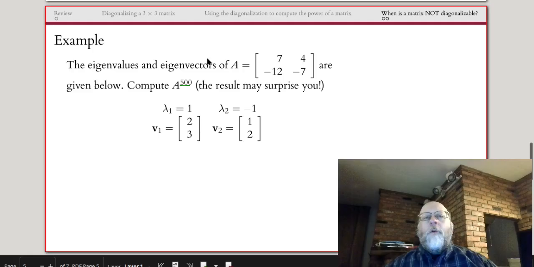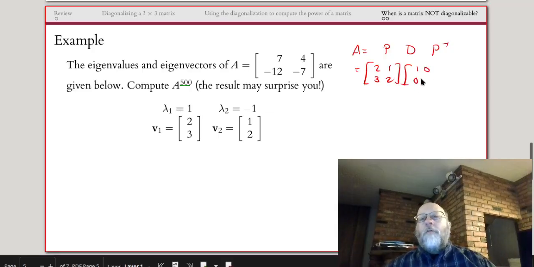So what we now know is that the diagonalization of A is P times D times P inverse. P comes from the eigenvectors 2, 3, 1, 2. D comes from the eigenvalues 1, 0, 0, -1. And now P inverse, we'll have to do that work. So we want to find the inverse of 2, 3, 1, 2.